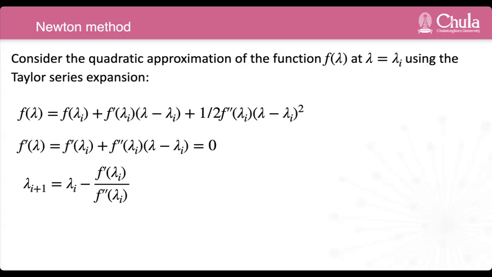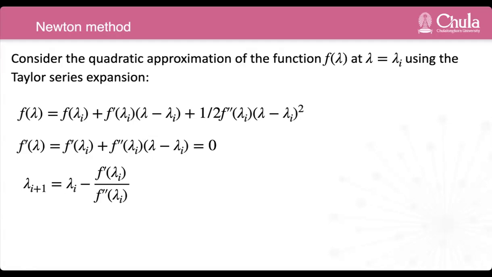Once we find the derivative, all these terms become constants. And we have the square here, so it cancels the 1/2. So we obtain this constant, the second order derivative, and the term lambda minus lambda I. At the stationary point, f prime of lambda must be 0, a necessary condition. So you rearrange this expression and obtain lambda I plus 1 as a function of lambda I: lambda I plus 1 equals lambda I minus the ratio of f prime over f double prime at lambda I.